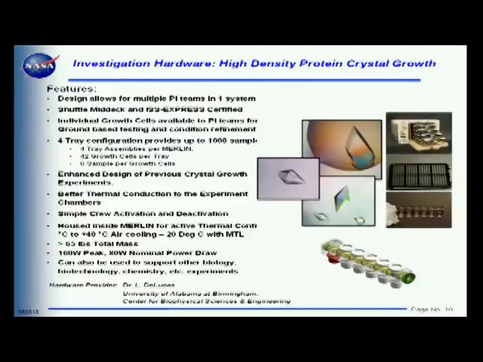The high-density protein crystal growth hardware provider is Dr. Larry DeLucas, University of Alabama at Birmingham. I believe there will be a presentation tomorrow on the specifics of this, but basically there are 1,008 vapor diffusion cells housed in a Merlin. The protein volume can vary from 5 microliters up to 40 microliters, the precipitant from half a milliliter up to a milliliter. And they can activate roughly 226 of these experiments at one time, so you could stagger the activation or deactivation depending on your growth profiles.